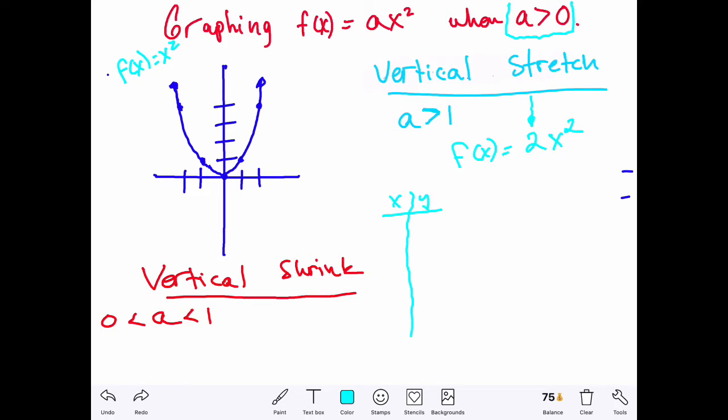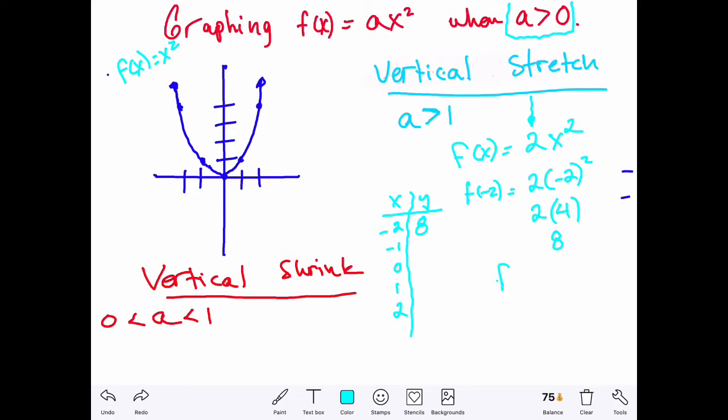X, y, and we're just going to use these same values each time. f of negative 2 is 2 times negative 2 squared. Which operation do we perform first? Do we multiply or do exponents? Exponents, you got it. Negative 2 squared becomes positive 4 because negative 2 times negative 2 is positive 4. And then I'm going to multiply it by the 2 out front, 8.